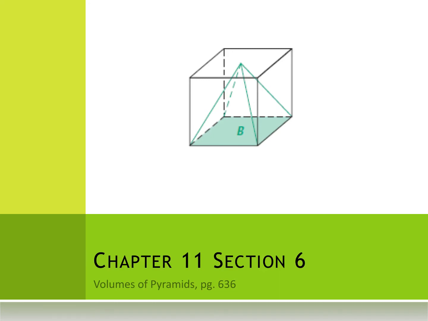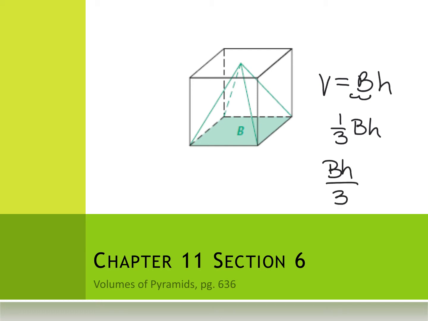Okay, so today we're going to cover volume of pyramids, and it's very similar to that of a prism. The volume of a prism or a cylinder, remember, is always capital B times the height, where the capital B represents the area of the base. What's going to be different for cones and pyramids is that we're going to multiply that BH by 1/3. You could also do BH divided by 3, either way.